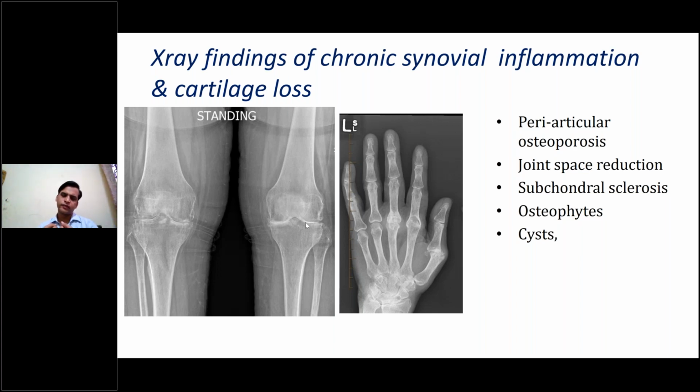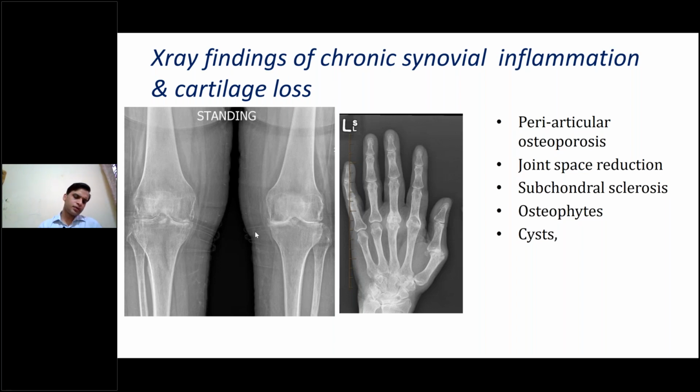This rubbing of two bare bones is called eburnation, and this chronic rubbing will cause subchondral sclerosis. And if the condition goes on chronically, then there will be osteophyte formation at the margins. For example, these sharp beakings in the edges, these are osteophytes.